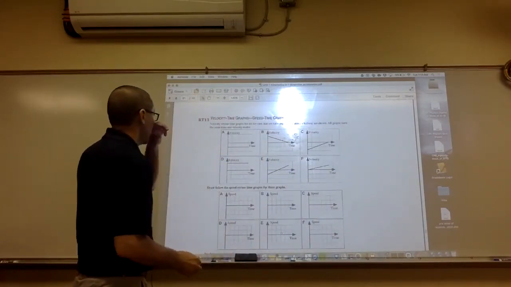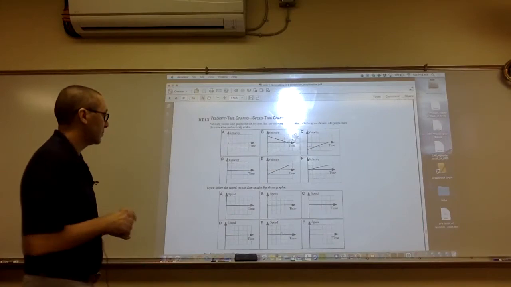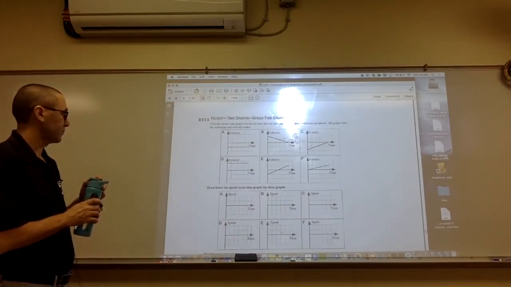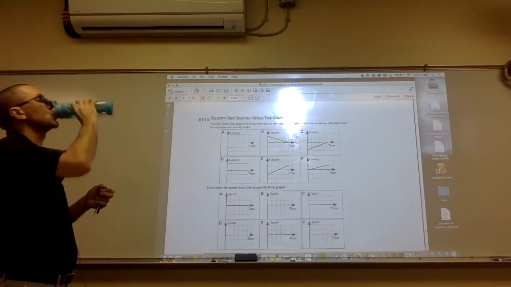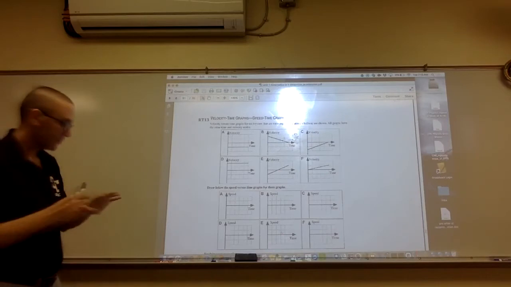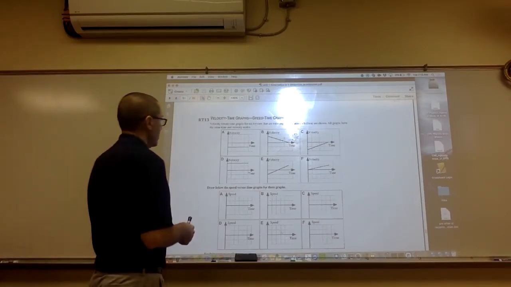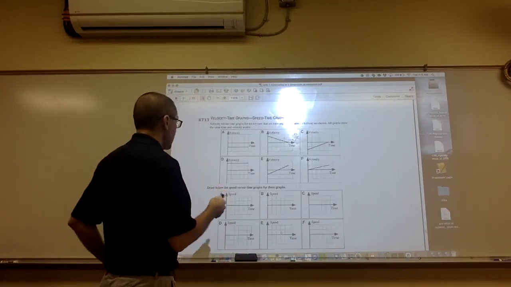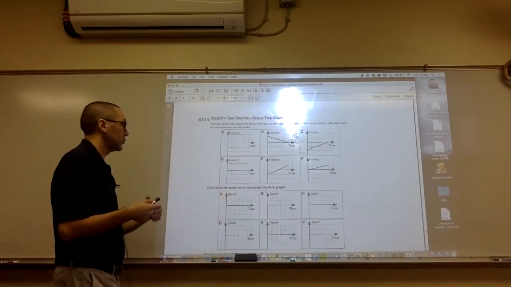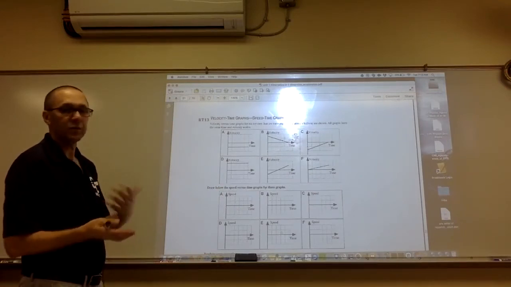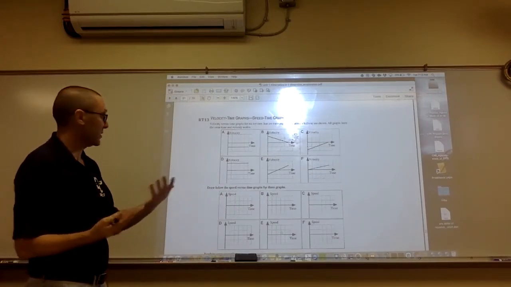Okay, so now we're given some velocity time graphs, and we have to come up with some speed time graphs. Now I'm going to tell you the explanation as I talk about it, so I'm not going to write anything down. The speed is basically a scalar quantity, so you can never have a negative speed. Velocities are vectors, so they can have directions, but speeds don't.